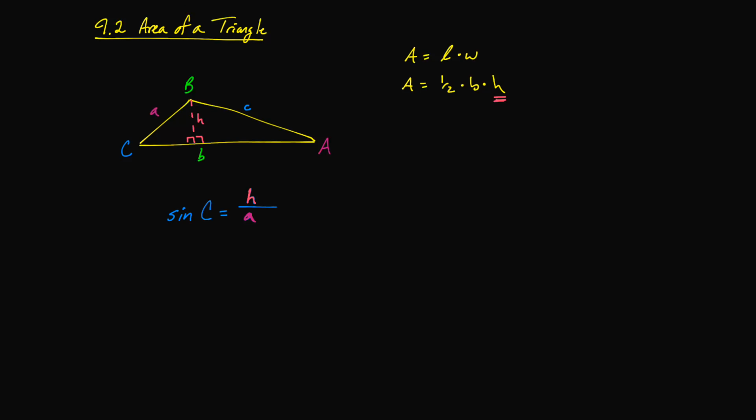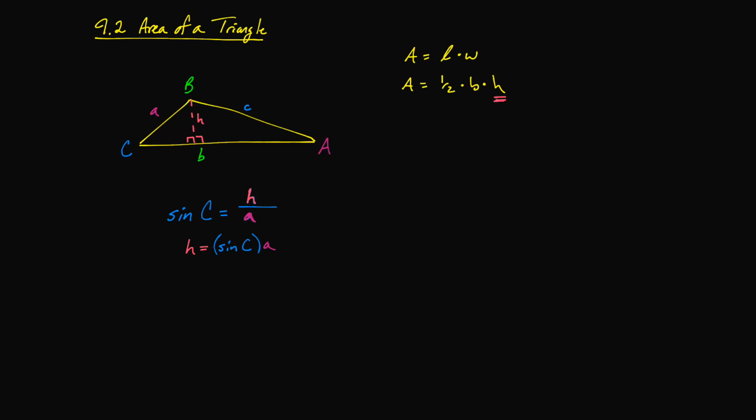So our h is the unknown here, so if we're going to be trying to plug this in for h, we're going to isolate it and say h is now equal to sine of angle C multiplied by side A.